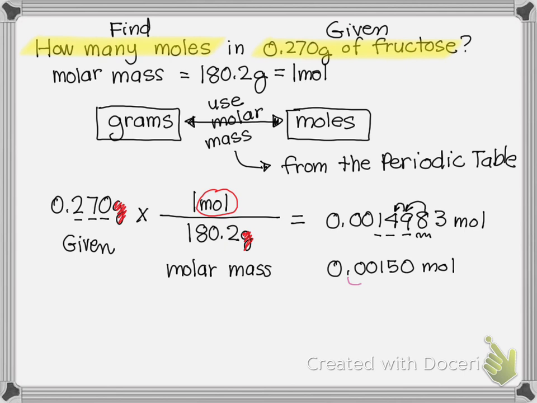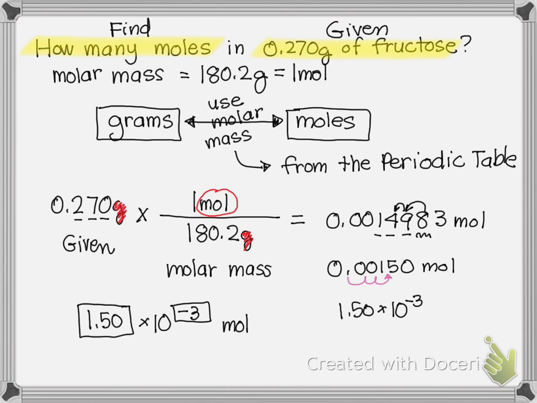So we're going to move our decimal 1, 2, 3 places to the right, and our number becomes 1.50, which will go in a box, times 10, and then they have another box, to the negative 3. Remember, when you move to the right, it's a negative exponent, and we moved our decimal 3 places to the right. So that will be our final answer, 1.50 times 10 to the negative 3.